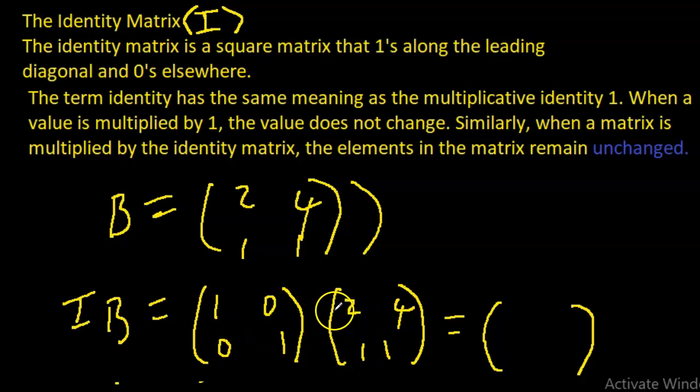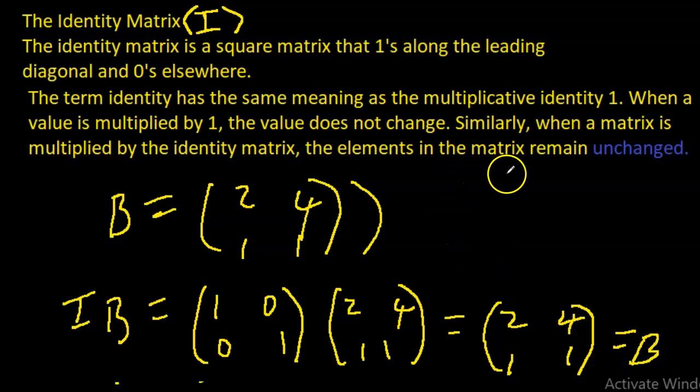So 1 times 2 plus 0 times 1, so it's 2. Then 1, 0 to 4, 1. 1 times 4 plus 0 times 1. Then you apply 0, 1 to 2, 1. So 0 times 2, 1 times 1, we get 1. Then you apply 0, 1 to 4, 1. 0 times 4 plus 1 times 1, so it's 1. So you end up with B. So IB, same as B.